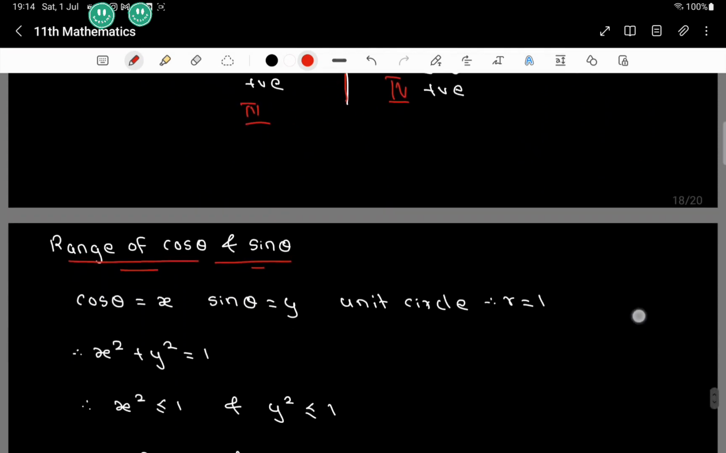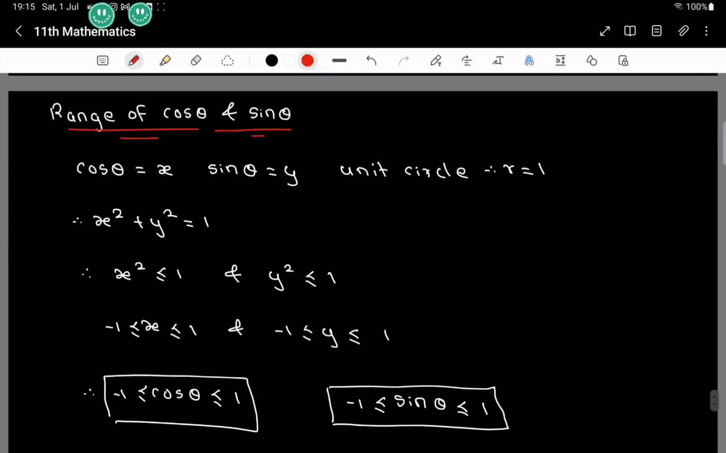Okay, fine. Now, another topic that we are going to look at is the range of cos theta and sin theta. Range of cos theta and sin theta means basically the values that cos theta and sin theta can take.